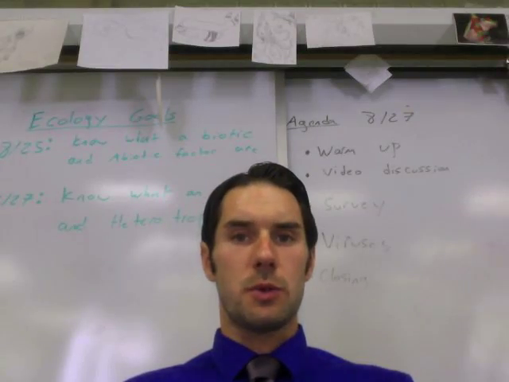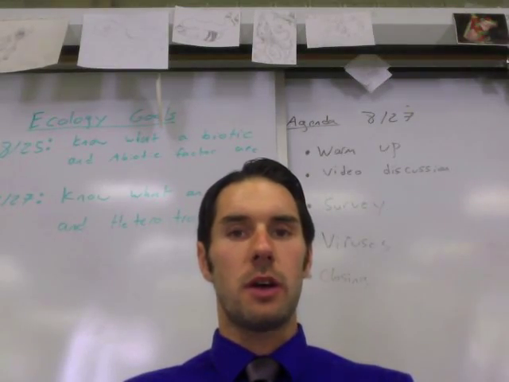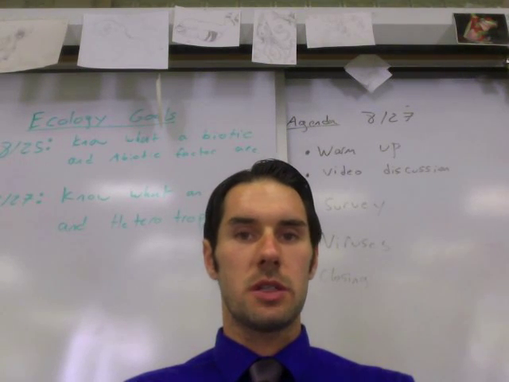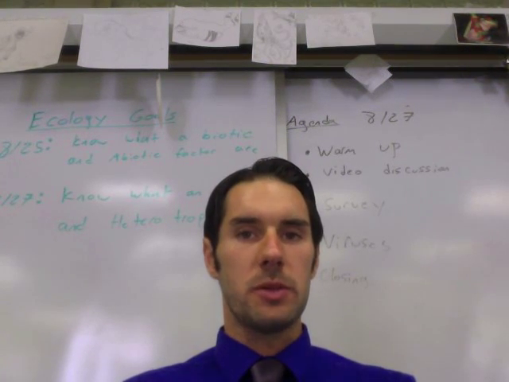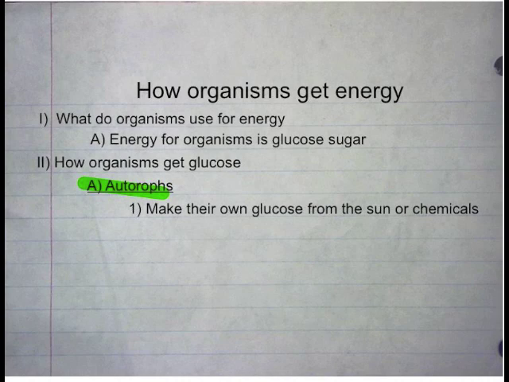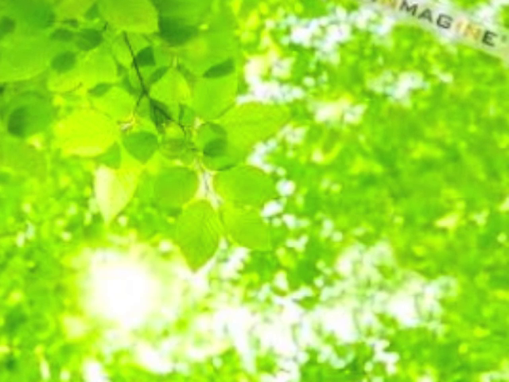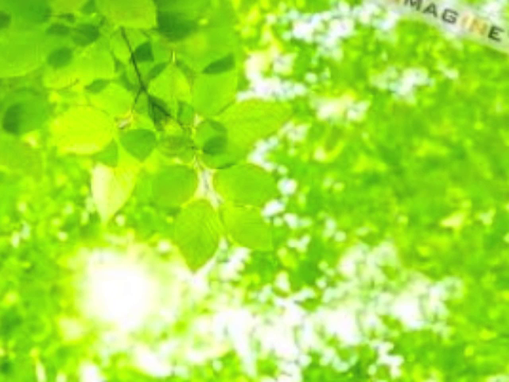The first organisms we're going to look at are organisms who can make their own energy from another source, such as the sun or chemicals. How organisms get glucose. Autotrophs make their own glucose from the sun or chemicals. Plants use photosynthesis to take sunlight energy and turn carbon dioxide into energy-rich glucose.